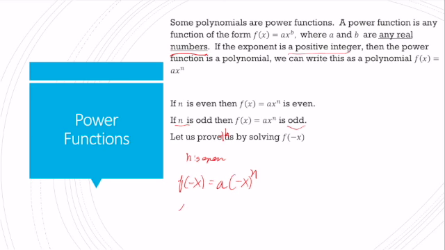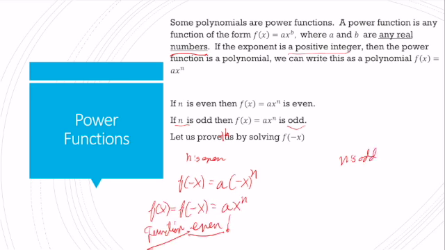Now if n is odd, right, that means it's some number where mod 2, it has a remainder of 1. And if I take a times negative x to the n and n is odd, I'm going to end up having a negative left over. So I have negative a x to the n. So this means my function is odd.